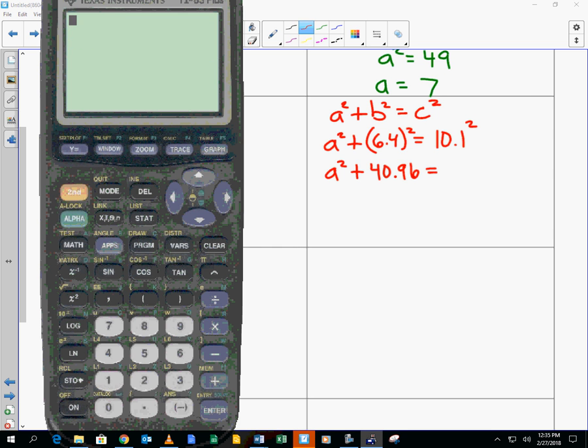10.1 squared. I know what 10 squared is. What's 10 squared? 100. And so it's going to be probably a little bit more than 100. We'll figure out exactly what it is. 10.1 squared, 102.01.